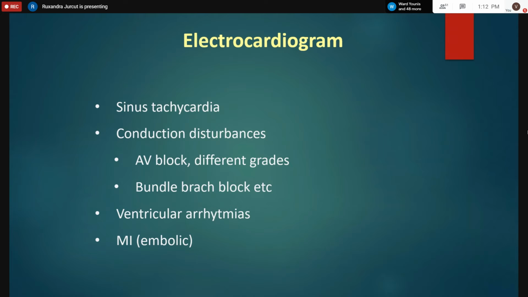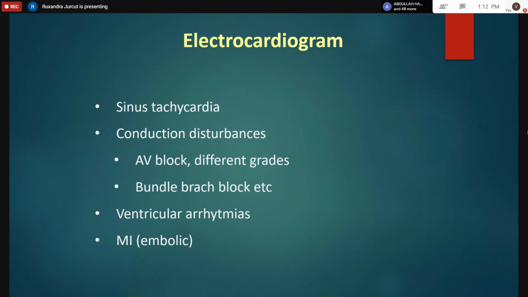Then, of course, we go to the more specific cardiologic testing. The ECG is not very informative. Of course, it can have abnormalities, but they are not in any way specific to infectious endocarditis. Because of the fever, the patients often are tachycardic. They have 100 beats per minute or even more.